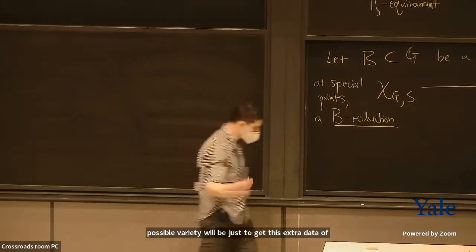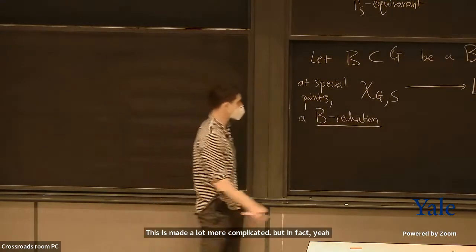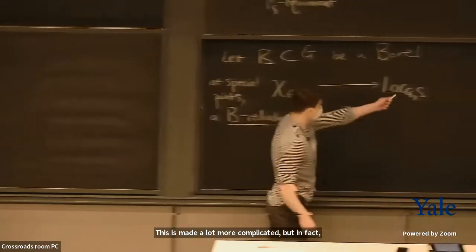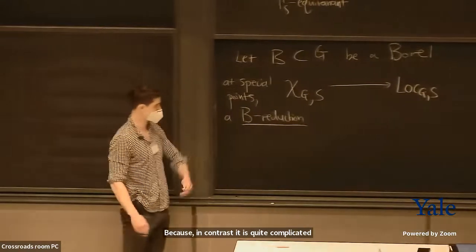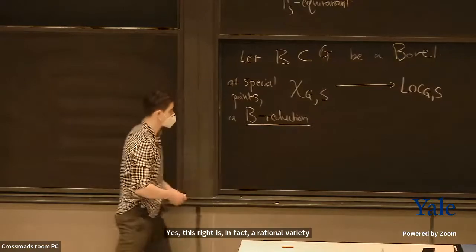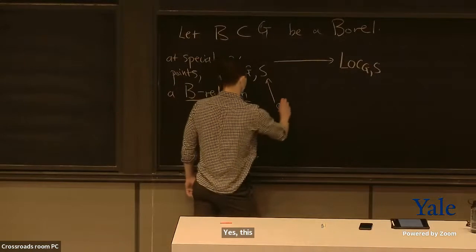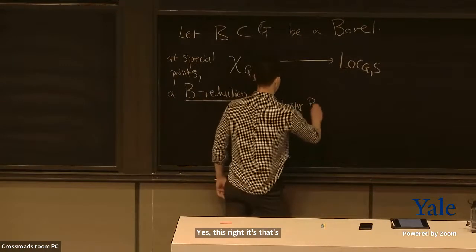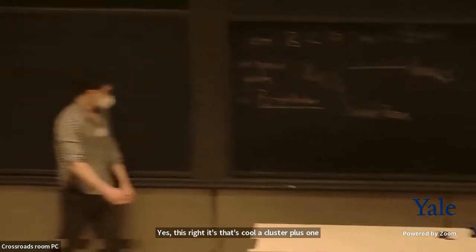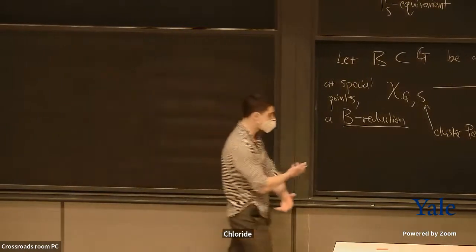Okay, so it may look like doing this has made our life more complicated, but in fact, in a certain sense, it has made it much simpler. Because in contrast to this quite complicated affine variety Log_G,S, this variety X_G,S is in fact a rational variety. In fact, even better, it's called a cluster Poisson variety, meaning that, as Bridgeland explained yesterday, it comes with an atlas of Poisson tori with combinatorially defined subtraction-free birational maps.